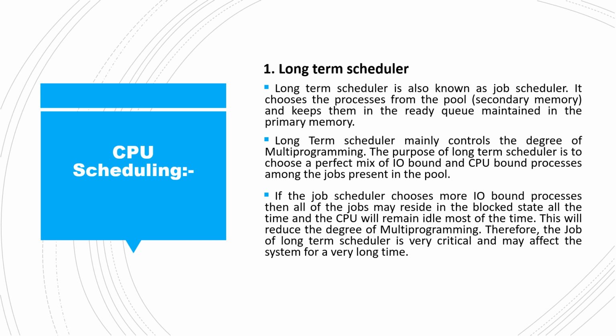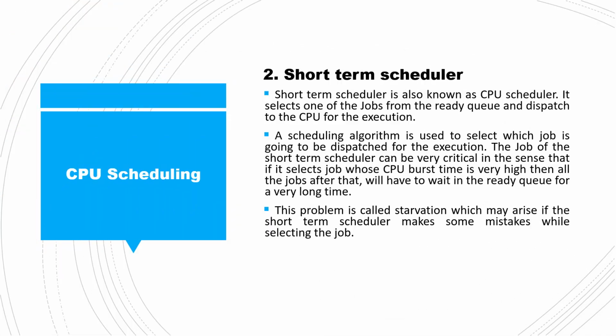Okay, next type of CPU scheduling is the short-term scheduler. Short-term scheduler is also known as a CPU scheduler. It selects one job from the ready queue and dispatches it to the CPU for execution. A scheduling algorithm is used to select which job is going to be dispatched for execution.